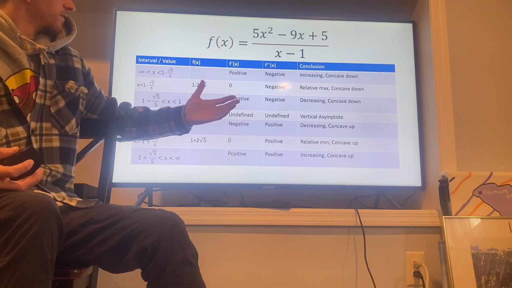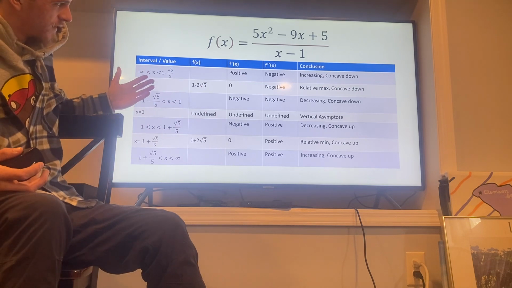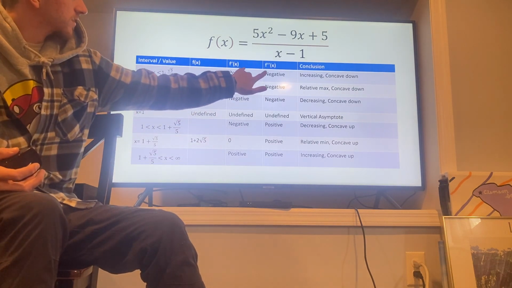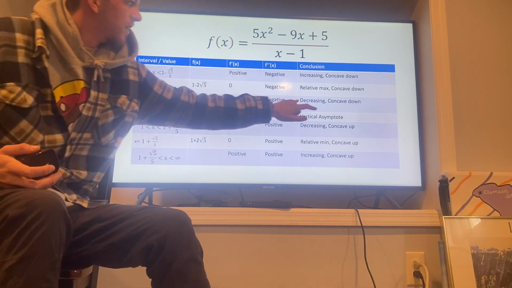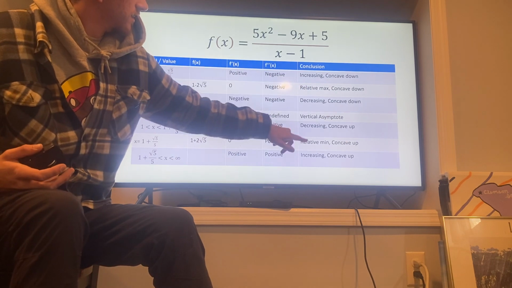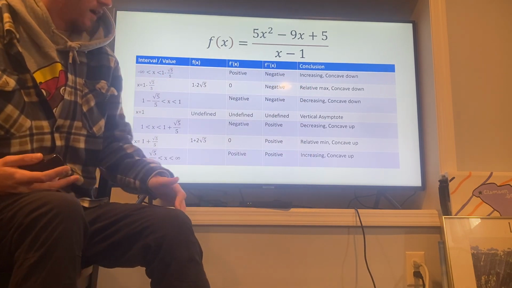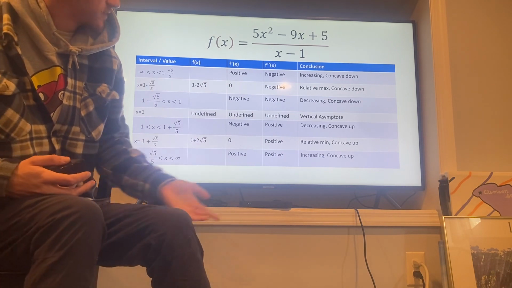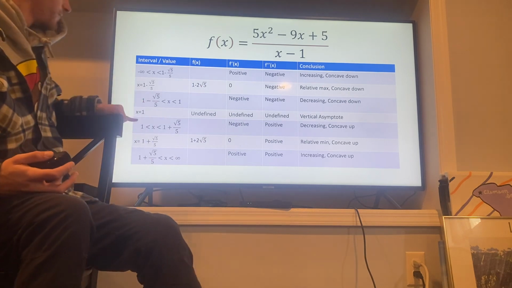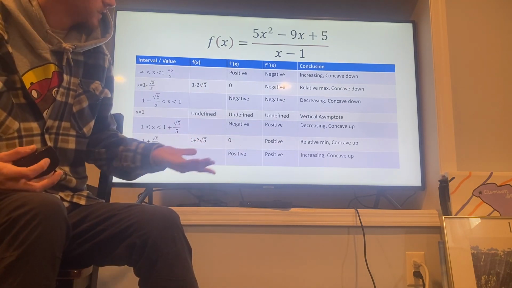Using this chart here, given all these intervals and points, we can use the first and second derivative tests to determine the characteristics of the graph, including increasing, decreasing, and concave in which direction. Like I said, this graph has no points of inflection, but there is a vertical asymptote here at x equals 1. So using this information, our graph should look something like this.